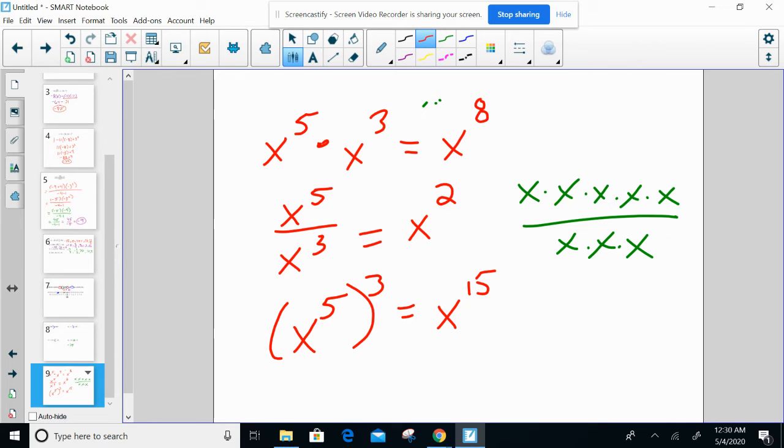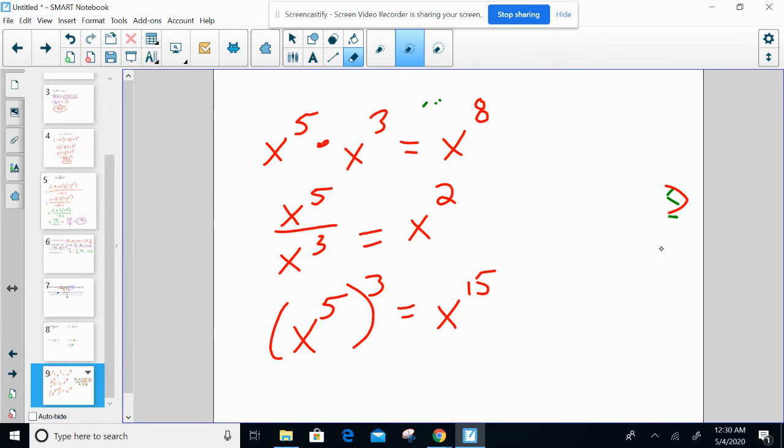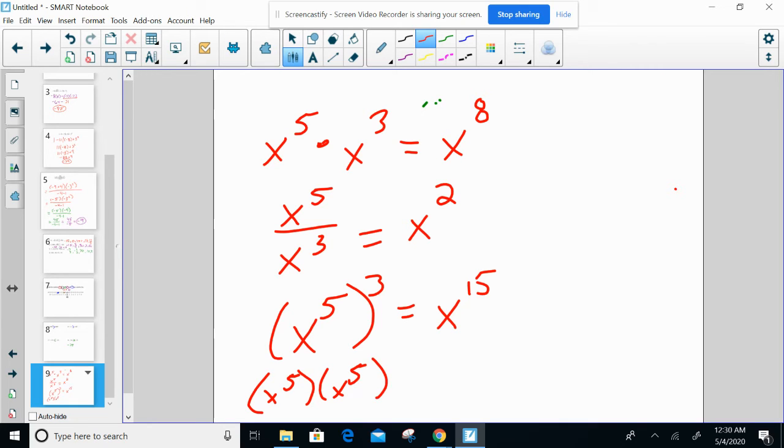When there's stuff that's the same on top and bottom, just like a fraction, you can cancel. There's your x squared right there. And then finally, how many x to the fifths are there? Well, there's 1, 2, 3. So how many x's?